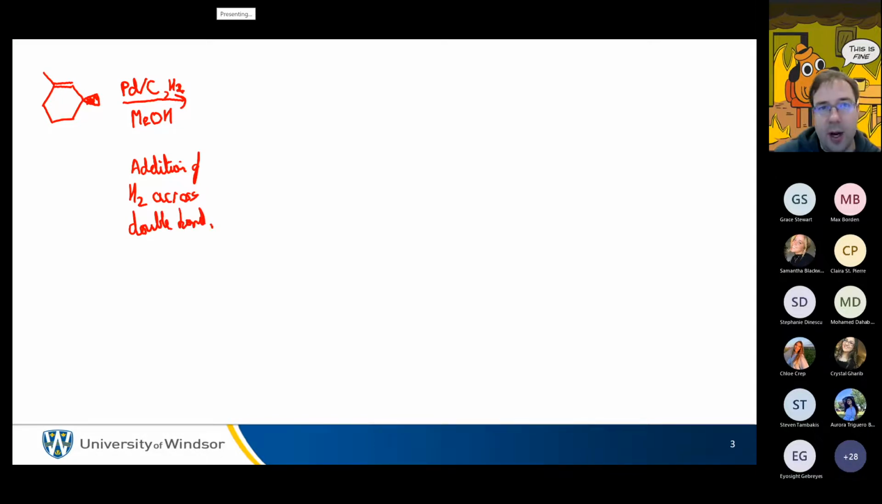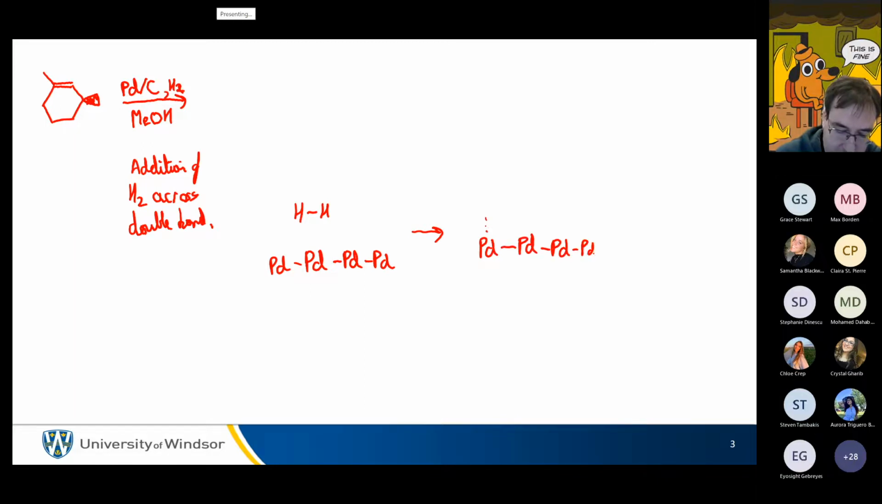So how this happens, we actually don't precisely know the mechanism. It's just not known, but it's something like this. You have a palladium surface with a palladium nanoparticle. It's got lots of palladiums. Hydrogen gas comes close. Then there's some intermediate.